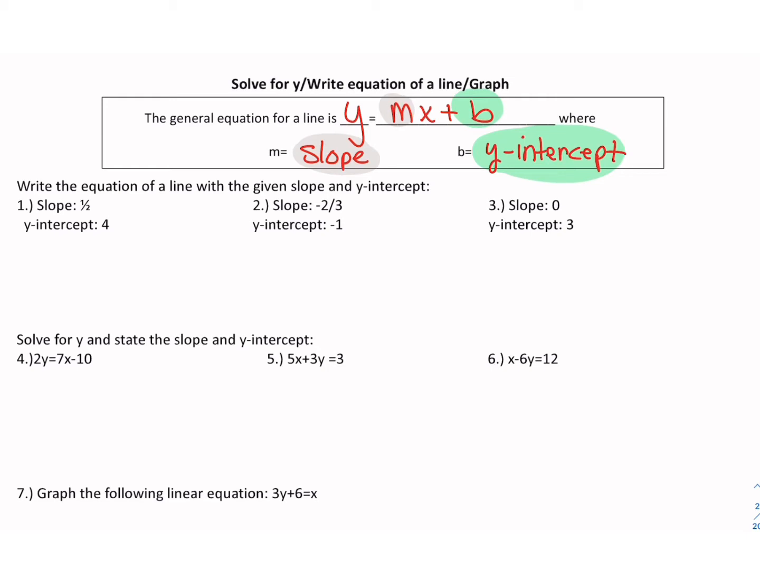In number 1, they give us the slope, m is equal to 1/2, and the y-intercept, b is equal to 4. So setting up the equation, y equals mx plus b, the general form for the equation of a line, we're going to put the number in for m, which is 1/2. We're going to put the number in for b, which is 4. So the equation we were looking for in number 1 is y equals 1/2 x plus 4.